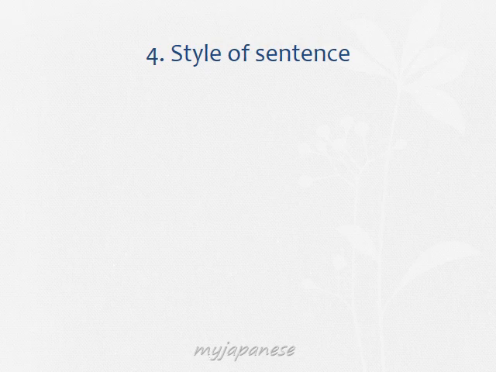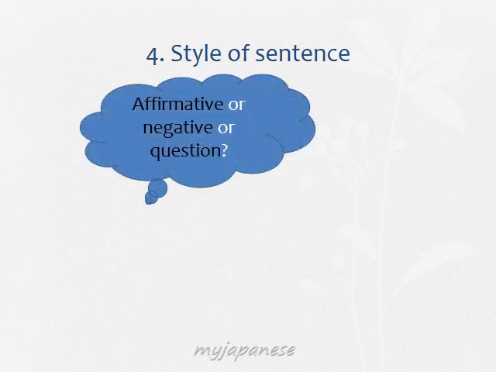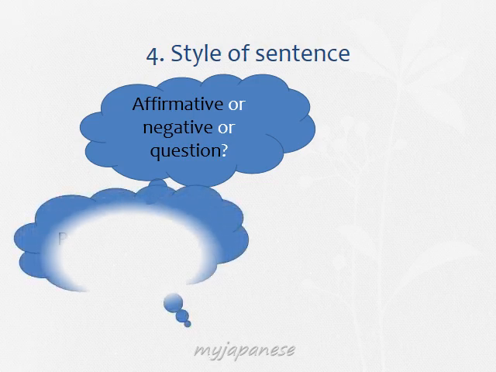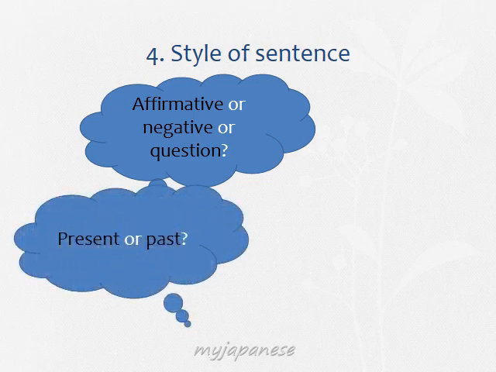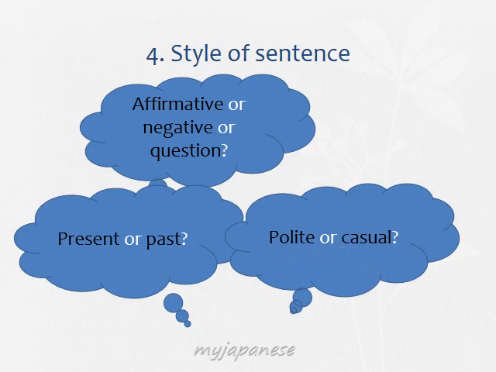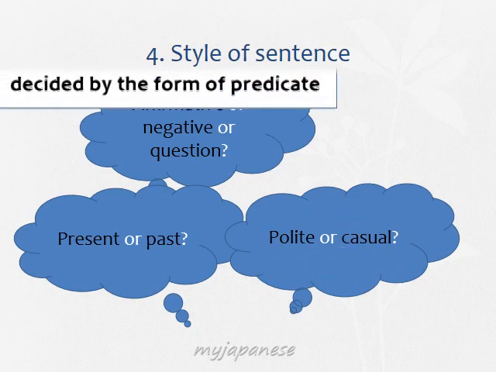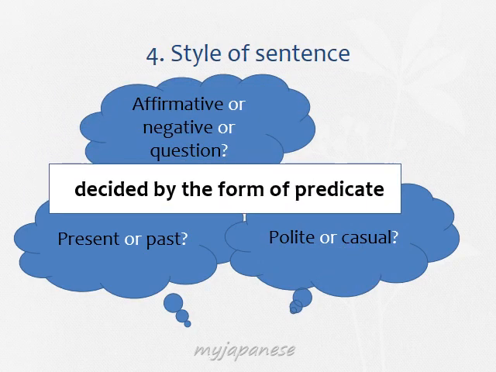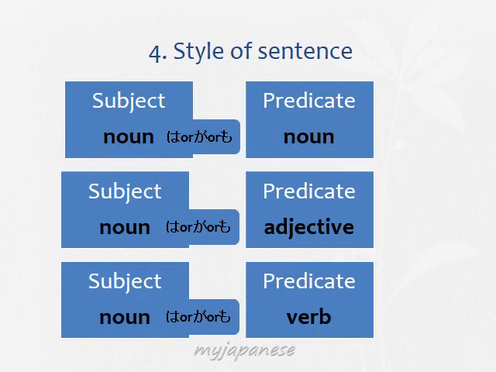Number 4. Style of sentence. In Japanese language, sentence style, affirmative or negative or question, present or past, polite or casual, are always decided by form of predicate. How can we see the form of predicate of noun, adjective, and verb?